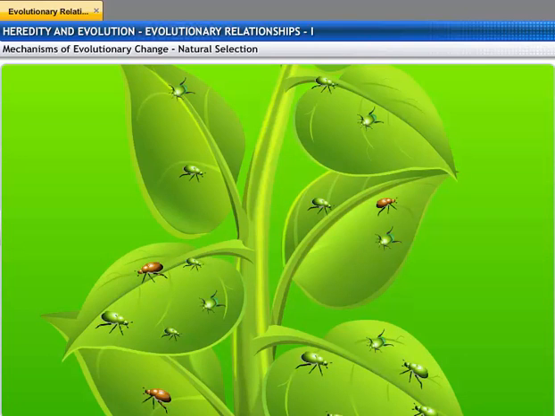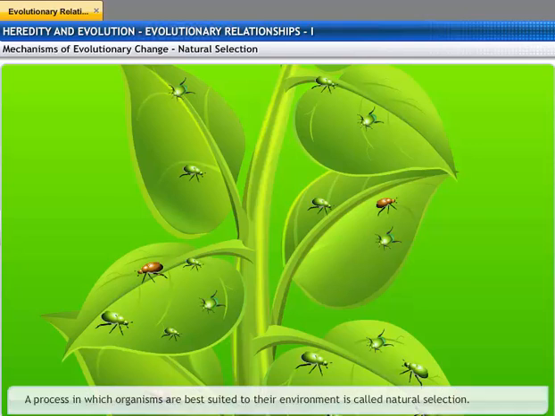Therefore, the green beetle is better adapted to the environment than the brown beetle. This process, in which organisms are best suited to their environment, is called natural selection.